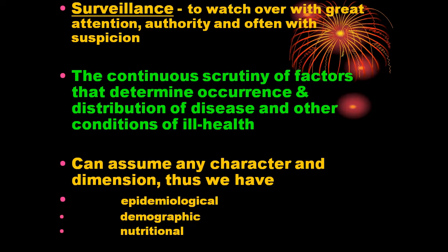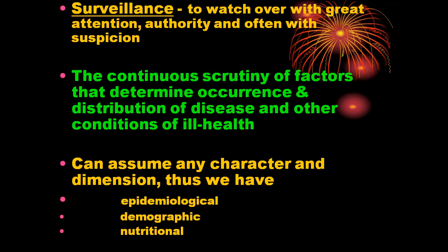As far as surveillance is concerned, look at the green part. It is also continuous, like monitoring, but it is a continuous scrutiny of factors that determine occurrence and distribution of disease and other conditions of ill health. We can say monitoring, like I gave you the example of an ICMR project or a survey that you do, is one time. You just go and monitor the class. You just go and take some data and then jot down the data, analyze, right? Whereas if you take the data every day over a long period of time, that is what is surveillance.